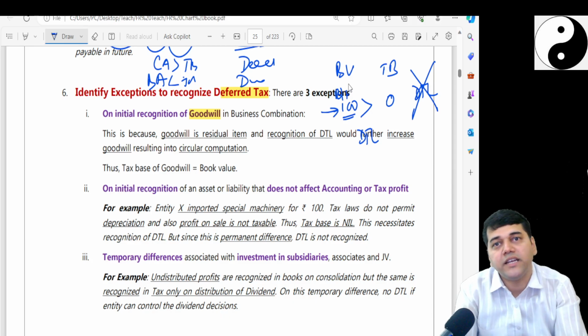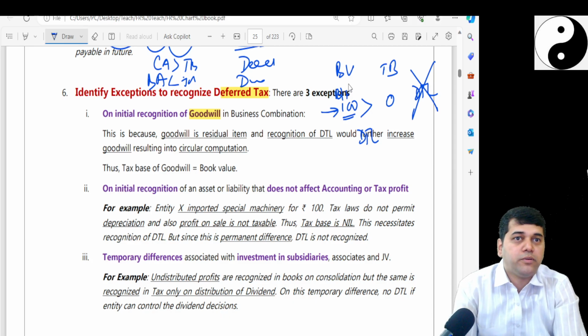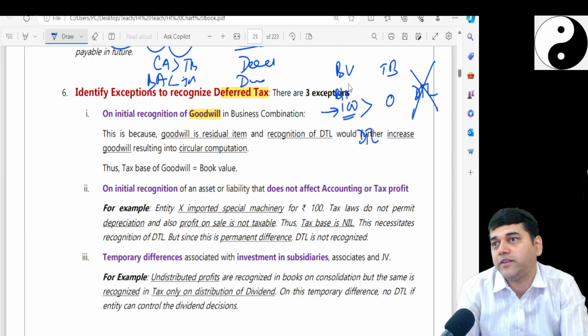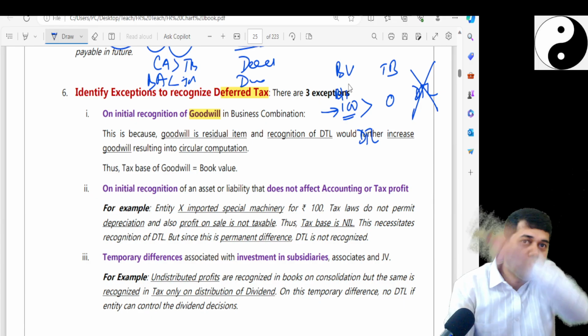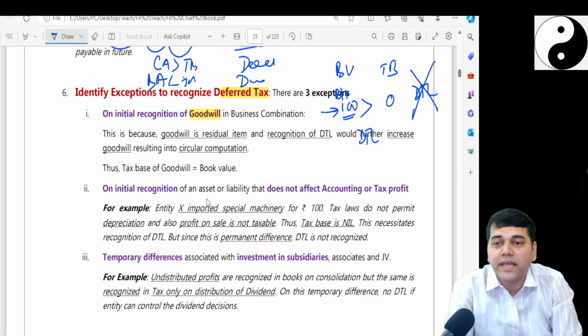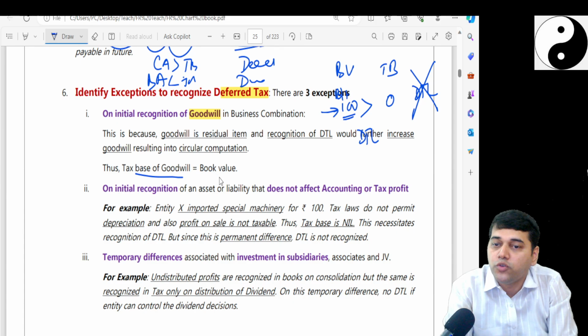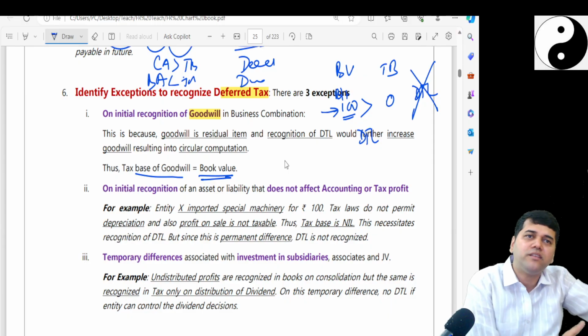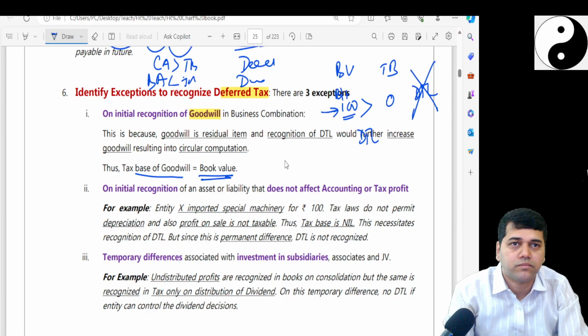Like somebody is telling, I didn't have a job. Why? No experience. Why don't you have experience? I don't have a job. Circular, it will go on. That's the answer. Followed? So thus the tax base of the goodwill will be equal to the book value. You have to see some way of looking at it. Okay, somebody says it's a permanent difference.